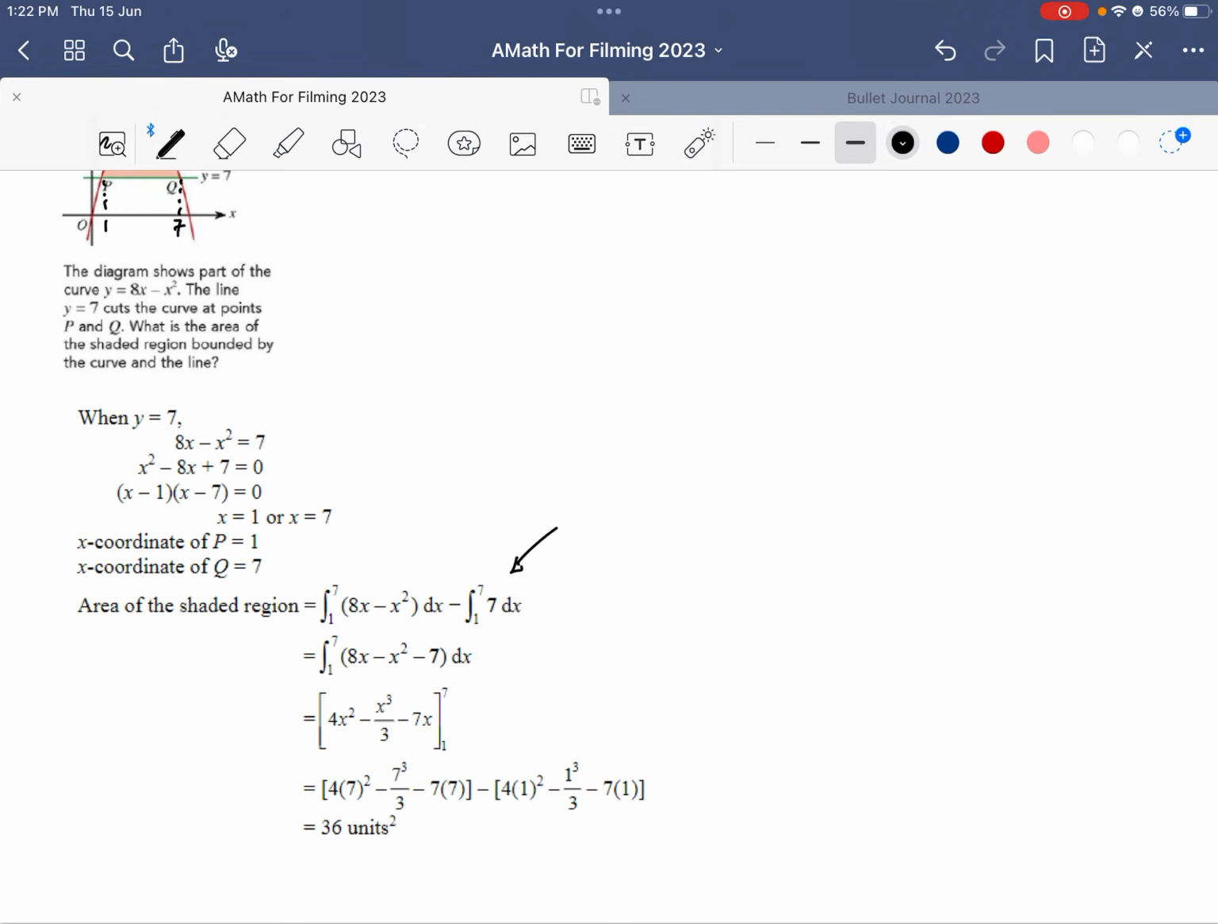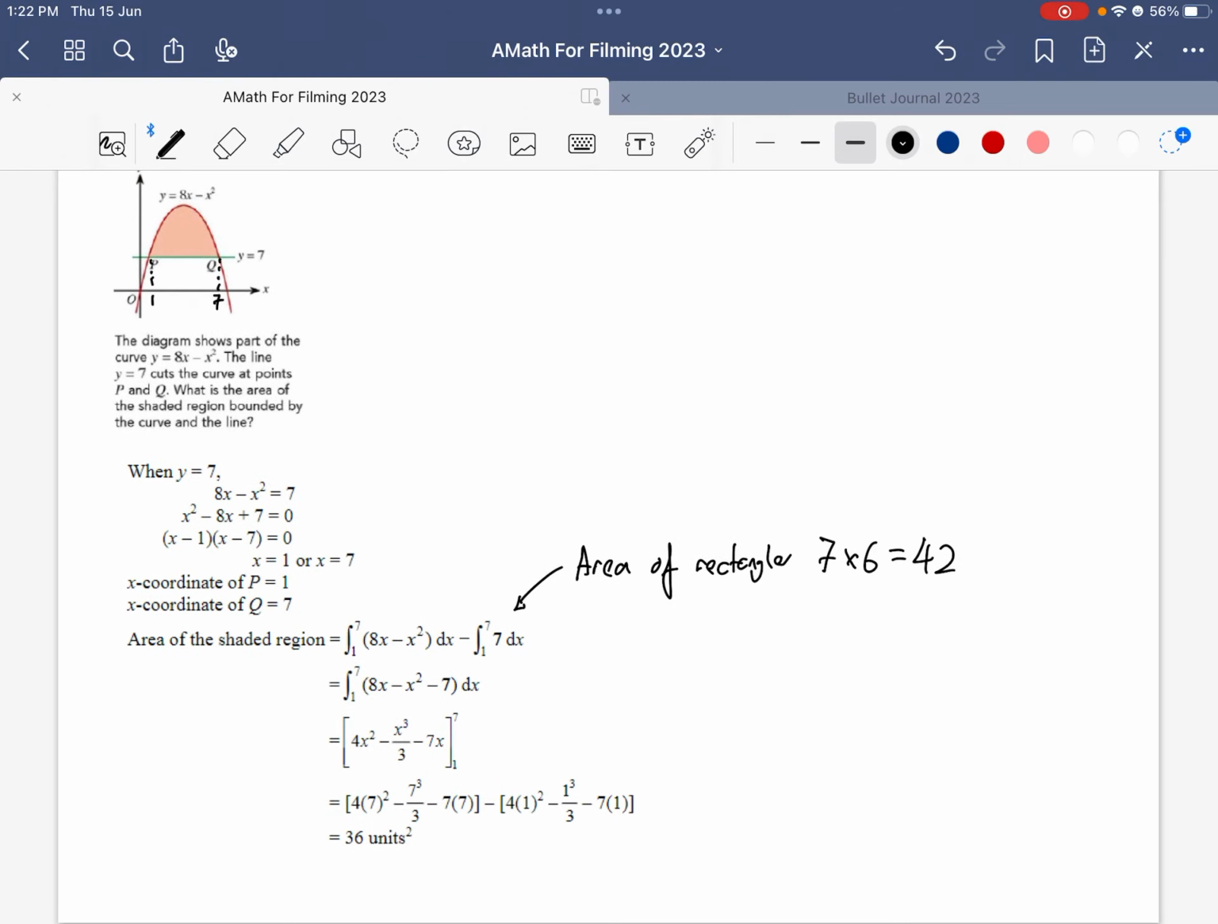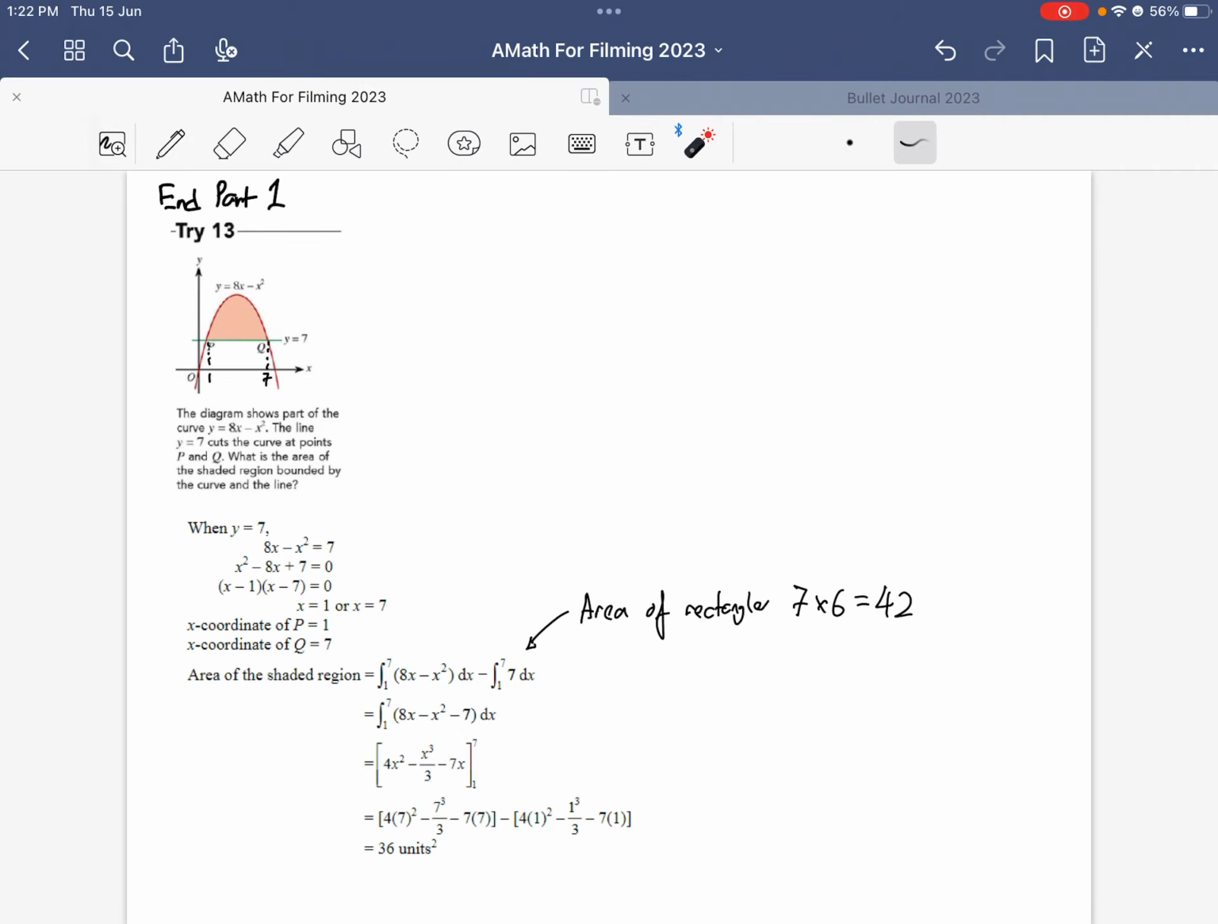Then they also integrated from 1 to 7. Either you can do this, or the alternative to this portion is simply to find the area of the rectangle. The area of the rectangle in this case, if you notice, the breadth is 6, the height is 7. 7 times 6 is 42 units squared. So what they have done here is they put in all the values. Your final value should give you 36 units squared. Okay, and that concludes part 1 of 17.3.